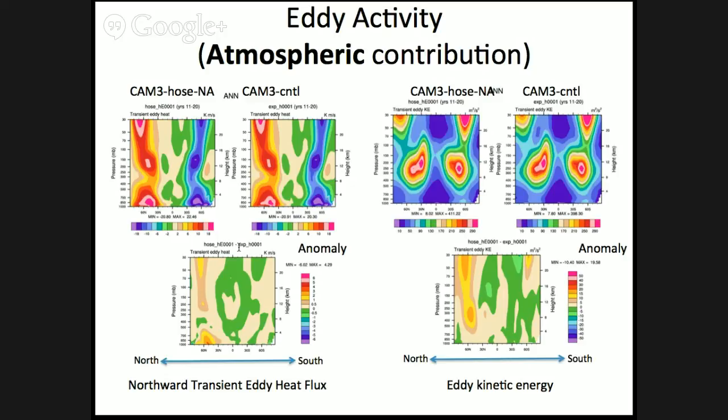And these light figures are showing the heat transport by the atmosphere, the transient eddy heat transport, which reflects the heat transport by the eddy activity. You see that at the lower atmosphere, there's a huge amount of anomalous heat transported to the north. This is consistent with the box plot.